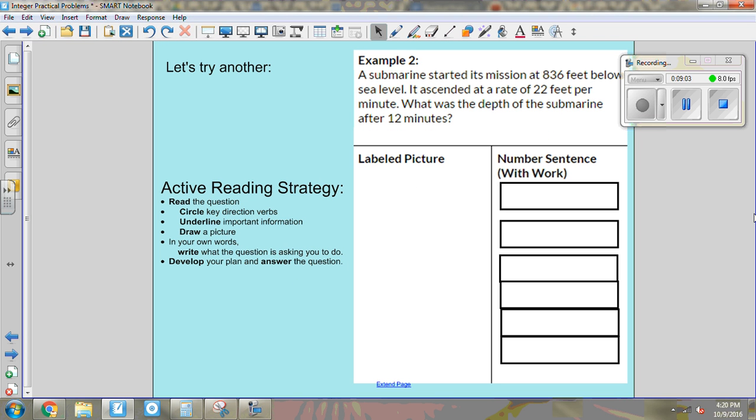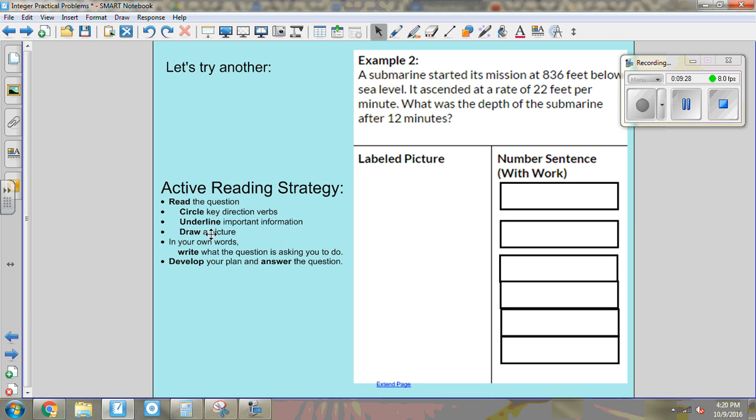Example number 2 reads, a submarine started its mission at 836 feet below sea level. It ascended at a rate of 22 feet per minute. What was the depth of the submarine after 12 minutes? Now there's a lot going on in this problem, so I'm going to be very careful as I'm solving it. I have my submarine here that started its mission at 836 feet below sea level.